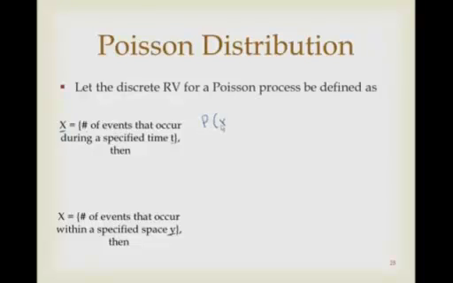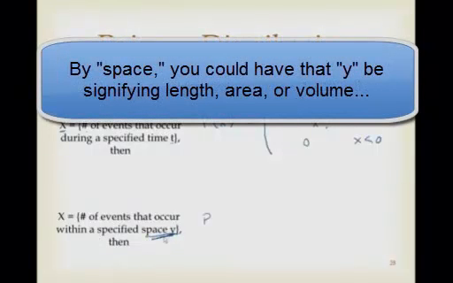Here, the probability of an event occurring during some specified time is lambda t raised to the x, e to the minus lambda t, over x factorial, and then that's for x greater than or equal to 0, or 0 for x less than 0. And the probability, okay, now this one is for space y.